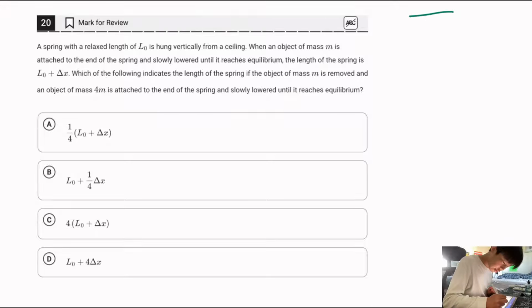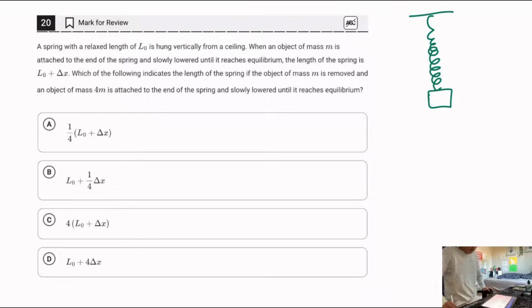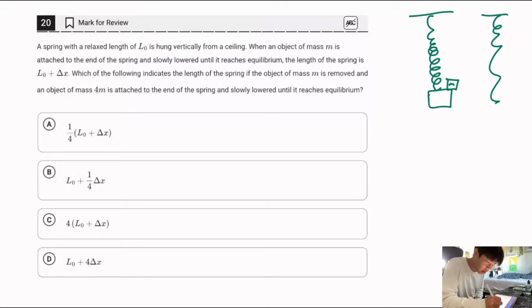Alright, so for this next question, it's asking about a spring. It's hanging vertically from the ceiling. So it looks like this. And then there's a block over here. So this is at rest. But when you add a mass over here, it goes down. Let me draw a new spring. Now it goes down this much. So this new length is going to be delta x. Okay, let me just erase this.